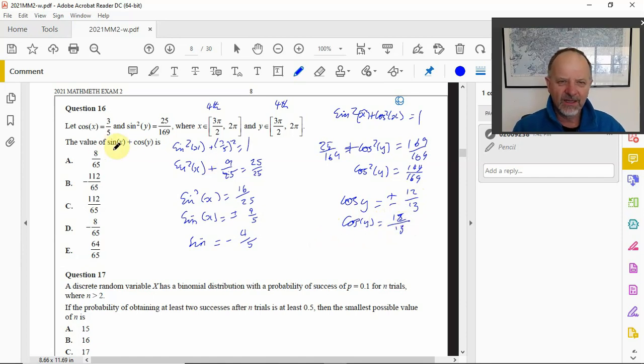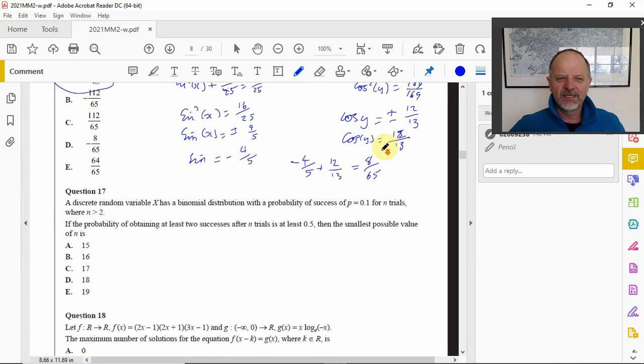And what are we after? Sine plus cos, so we're after negative 4/5 plus 12/13, and you do that on your calculator and you get 8/65. A. All right.